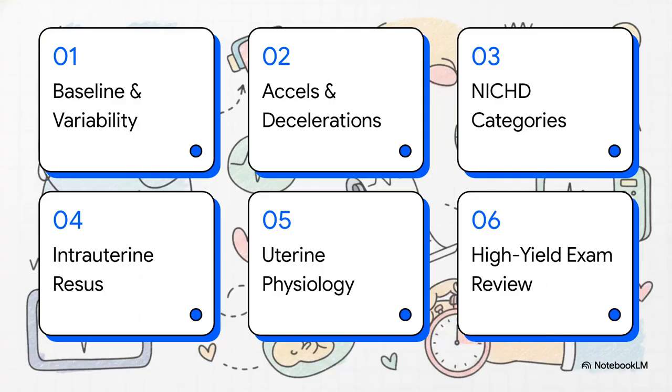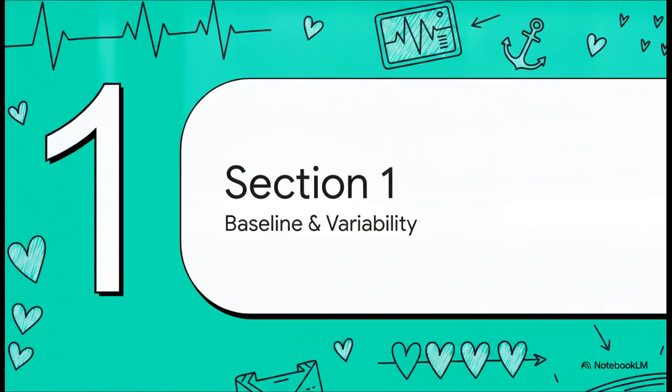Here's our roadmap for today's explainer. We're going to start with fetal baseline and variability, move right into accelerations and decelerations, tackle the NICHD categories, break down intrauterine resuscitation priorities, review uterine activity and physiology, and then wrap it all up with a high-yield exam review. Starting things off with Section 1, Fetal Baseline and Variability.